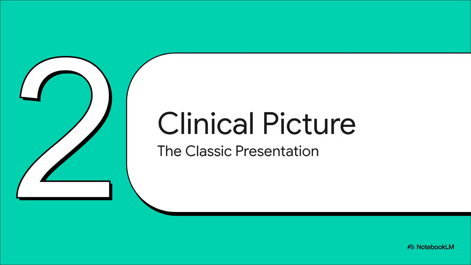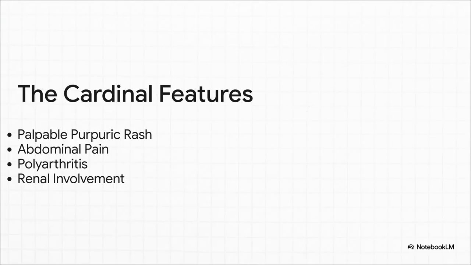Okay, so we've got the science down, but how does this actually look when a patient walks into your clinic or the emergency department? Let's translate this pathophysiology into the real-world clinical picture. The presentation is classically defined by what we call a tetrad, 4 key features. You've got a palpable purpuric rash, abdominal pain, polyarthritis, and then the most significant complication, which is renal involvement.